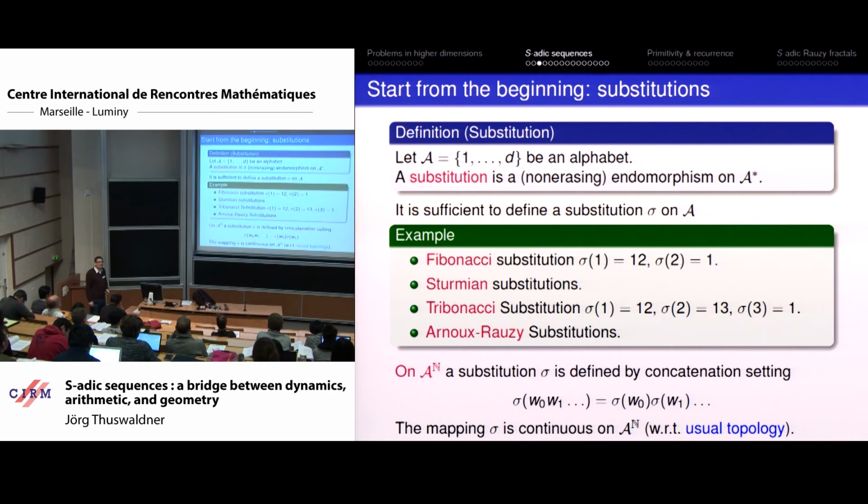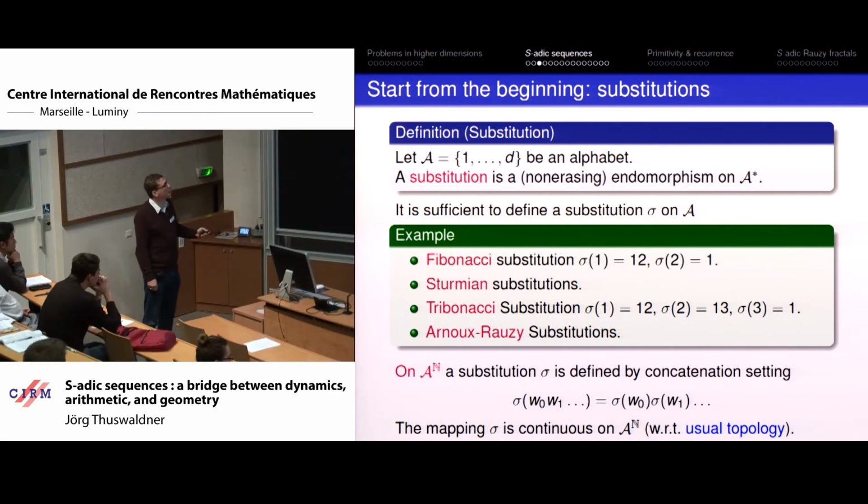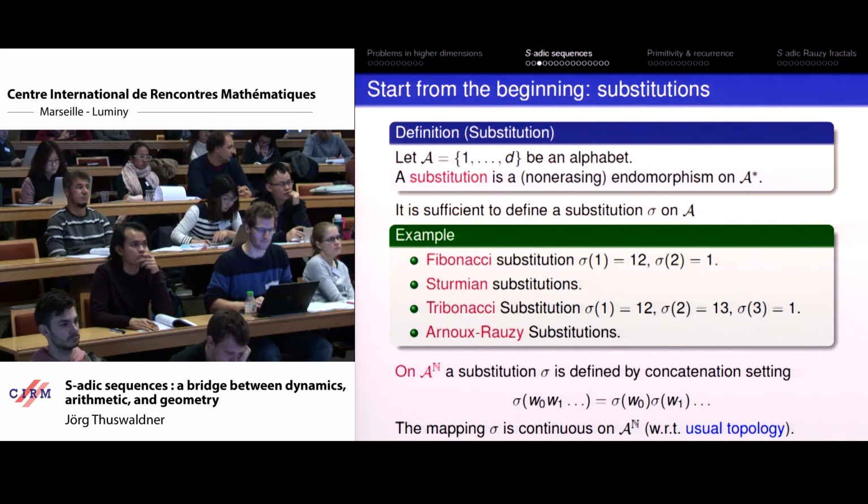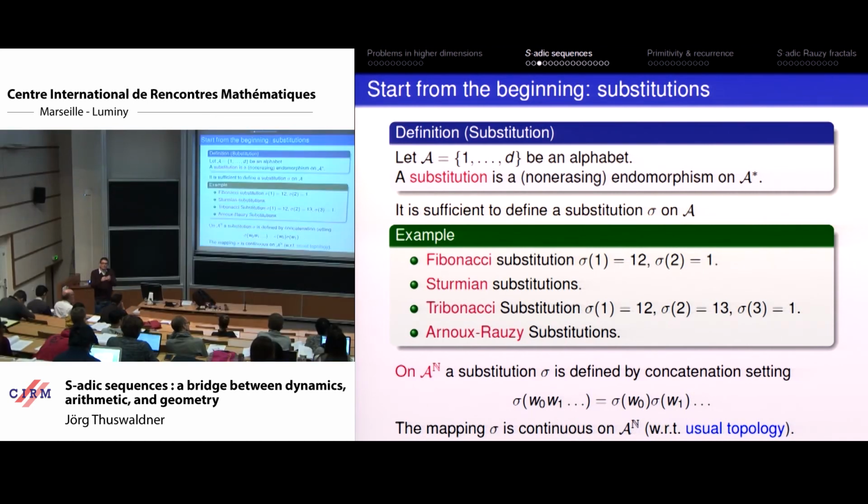I want to define all the objects I use from scratch, at least most of them. So what is a substitution? Let A be an alphabet. A substitution can be defined as a non-erasing endomorphism on the set of words. Non-erasing means that each letter goes to a non-empty word. What endomorphism means, it just means what I said before. Substitutions are defined when you give their images on letters. By concatenations, you can define them on words.